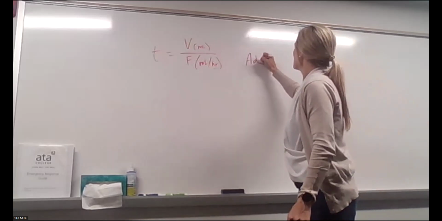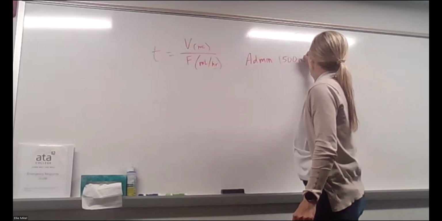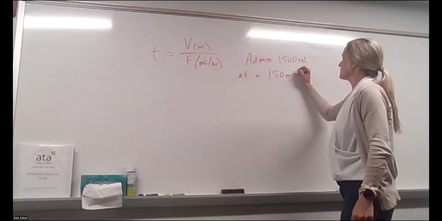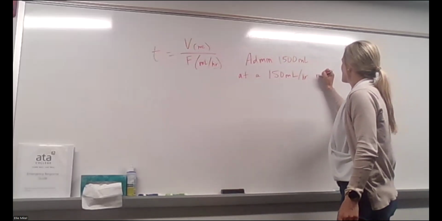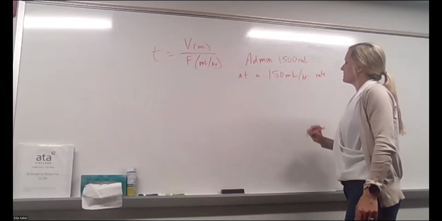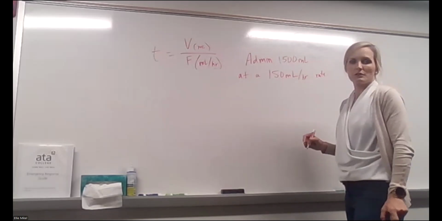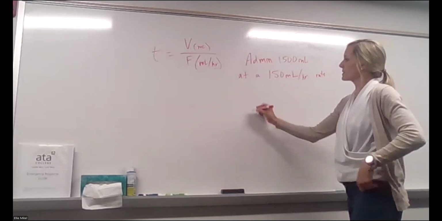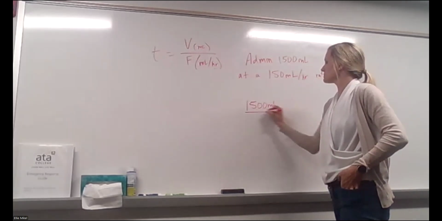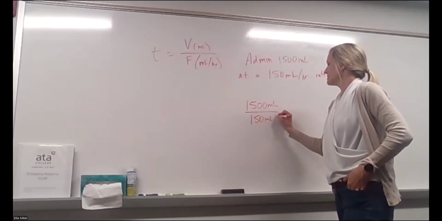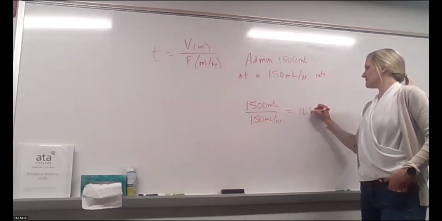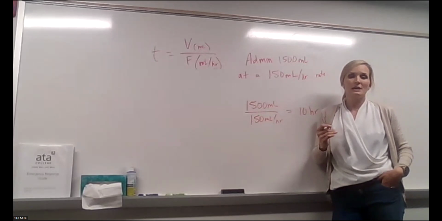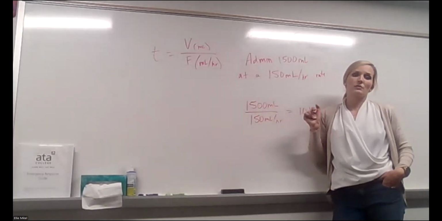So if we were told that we need to administer, let's say 1,500 milliliters at, I'll do one that's kind of easy first, a 150 milliliter per hour rate. So that's what they're getting over the course of each hour, and they need to do that until they reach 1,500 milliliters. Well, that should help us determine how long this IV will take. Following that formula, it's simply taking 1,500 milliliters, dividing it by that 150 milliliter per hour rate, which means this is going to take 10 hours. And that'll work every single time. Simply taking that total volume divided by that flow rate will give you the amount of time.